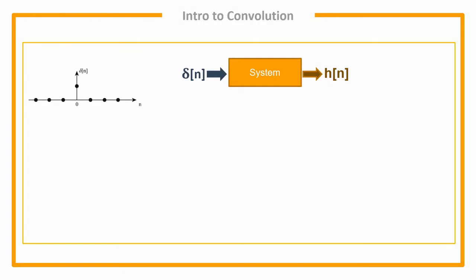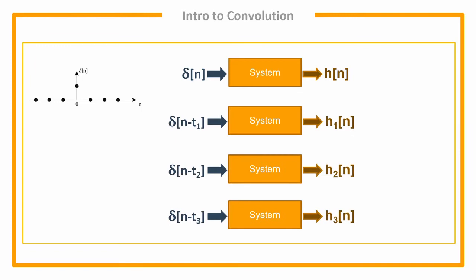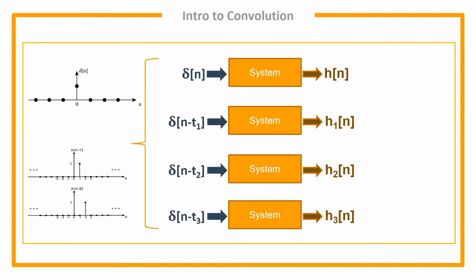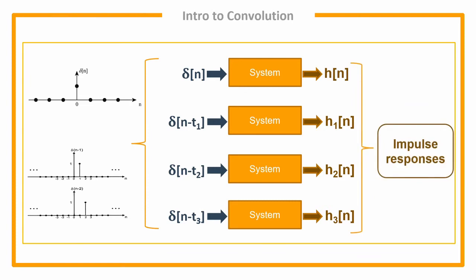Consider an input signal as delta of n, the impulse signal, and you get the output as h of n. Another time shifted impulse signal, you get another output signal when passed through the system. And similarly, other input signals which are time shifted give you other outputs. Well, these outputs are known as impulse responses. But what happens when you add all of these impulse signals? You get a discrete time signal defined at various values of n.